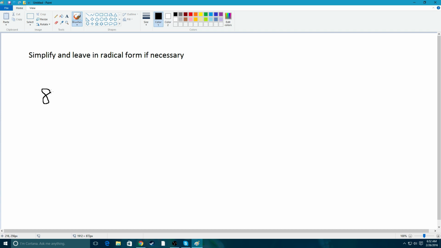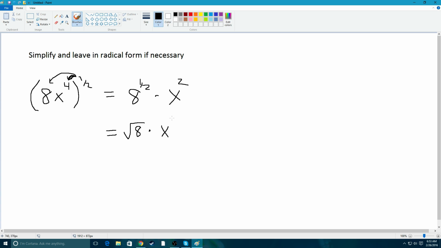This is 8x to the 4th power, square root, or to the 1/2. So the rule says we have to distribute that exponent in, even though it's not really distributing. We'll just say it is. And this equals 8 to the 1/2 times x. 1/2 times 4 is equal to 2. So 8 to the 1/2 power, this is the square root of 8 times x squared.